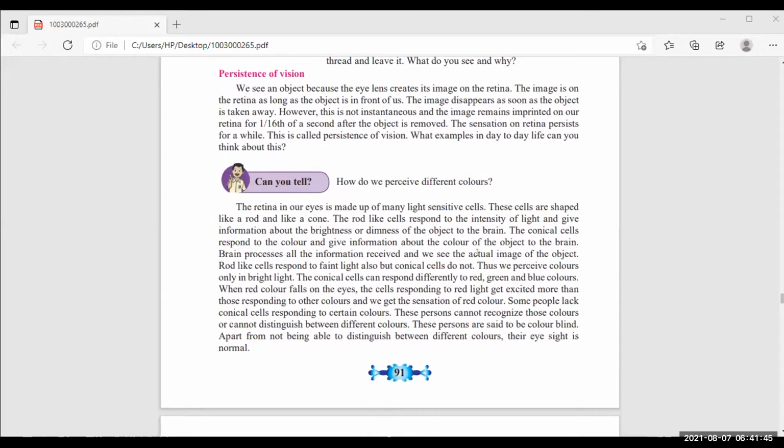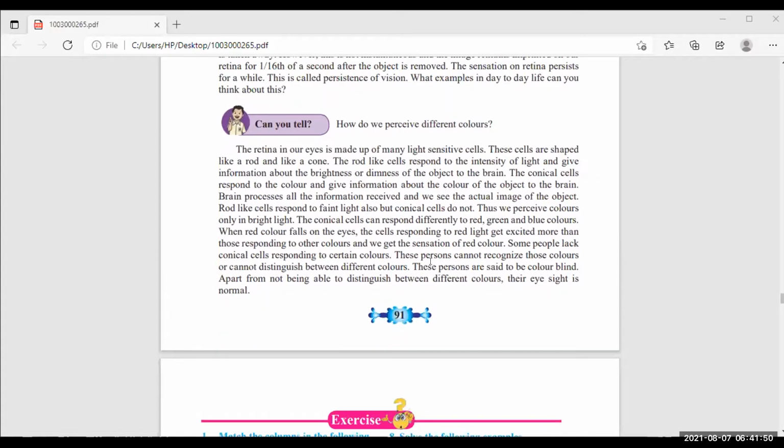Okay, now how do we perceive different colors? Now on our retina, we have spoken already, sensitive cells are present, and these cells are of two types: one is rod like structure and one is cone like structure. The rod like cells respond to the intensity of light and give information about the brightness or dimness of an object to the brain, and the conical cells, that is the cone shaped cells, respond to the color and give the information about color. See, rod like structures respond to the intensity of light and give the information about the brightness or dimness. Light is bright or dim, we can observe by that.